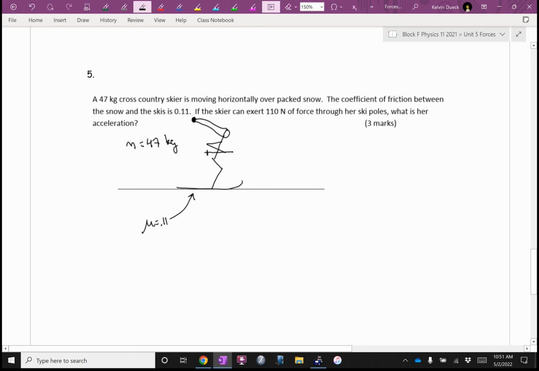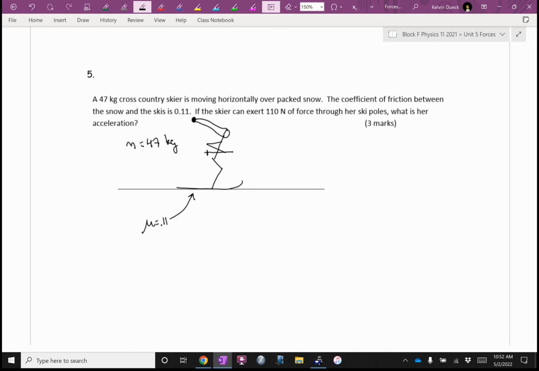Okay. A cross-country skier is moving across packed snow. The coefficient of friction between the snow and the skis is 0.11. That's low. Oh no, snow is pretty slippery. I'm okay with that. That's why skiing doesn't work on a sidewalk. What's the difference between skiing on the sidewalk and skiing on snow? Mu. Everything else is the same. You still got the same poles, same skis, same gear. It's the coefficient of friction. The skier can exert 110 newtons of force through her ski poles.